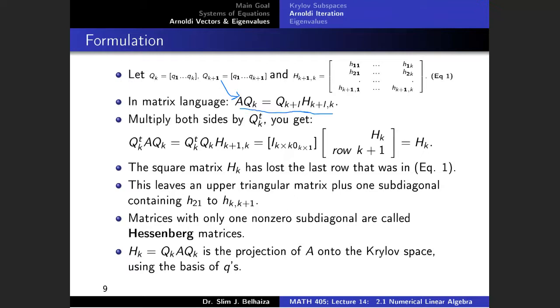A times Q_K equals Q_{K+1} times the Hessenberg matrix. And if you do a small computation, if you multiply by Q_K transpose, don't forget that the Q vectors here are orthogonal, so this is an orthogonal matrix. If you multiply here, what you're going to have is Q_K times Q_K transpose times Q_K. So this is itself Q_K. So it means that at the end, Q_K transpose times A times Q_K is a Hessenberg matrix.